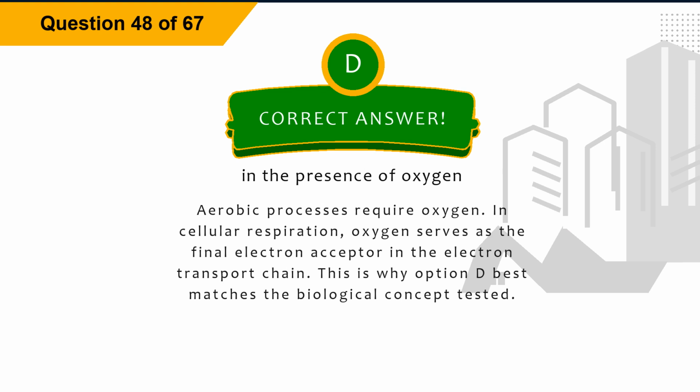Explanation: aerobic processes require oxygen. In cellular respiration, oxygen serves as the final electron acceptor in the electron transport chain. This is why option D best matches the biological concept tested.